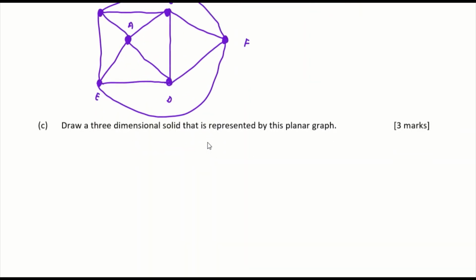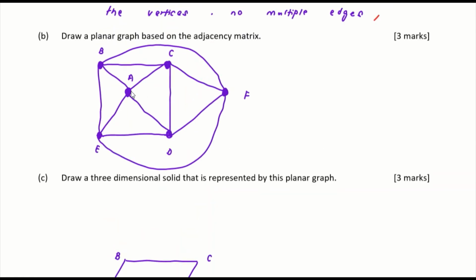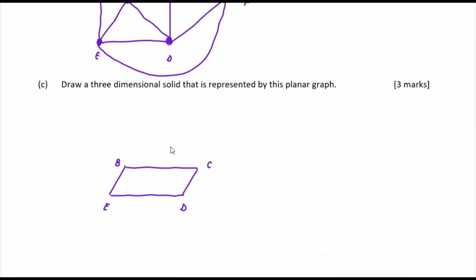So what you can do is try to draw your square here first, or your rectangle here. So B, C, E, D. After you have this, you'll realize that this part is basically like A in the middle. So you can imagine that when you're trying to draw a 3D shape, it's going to be like this. Then you connect here, here, here, and also here.